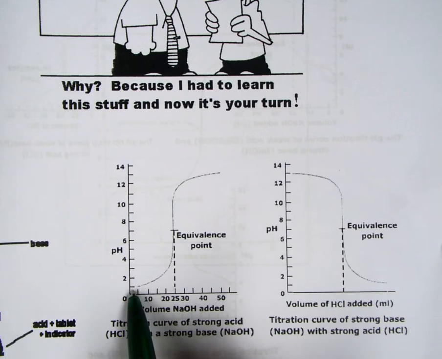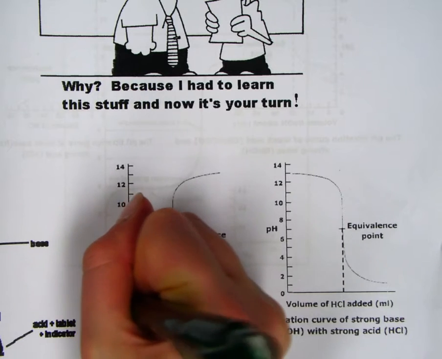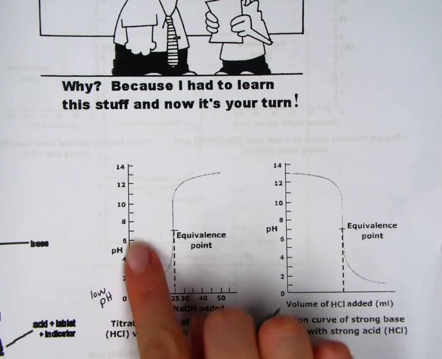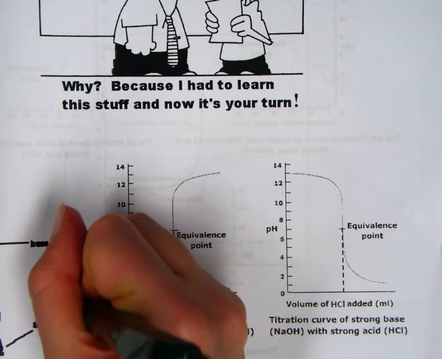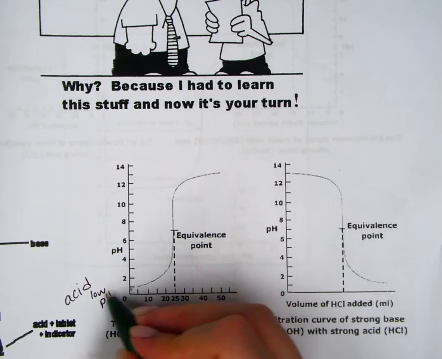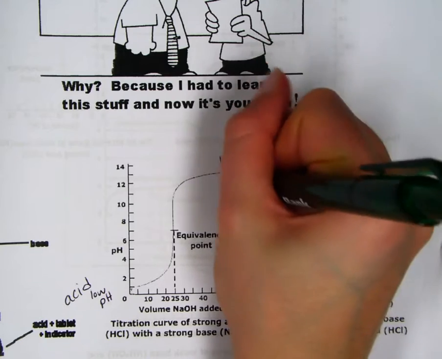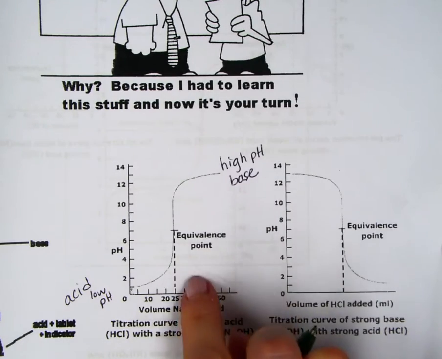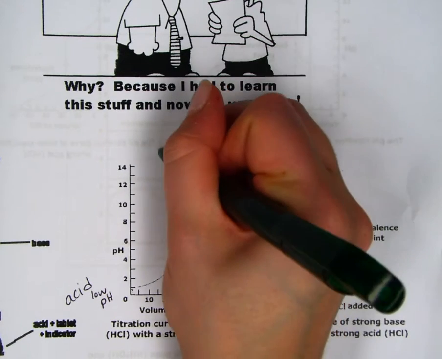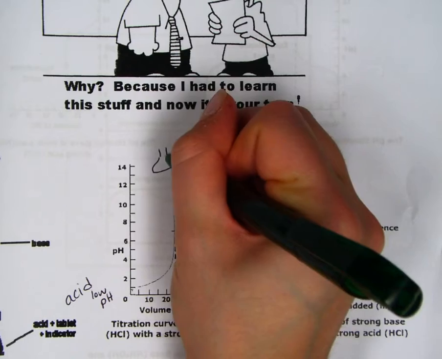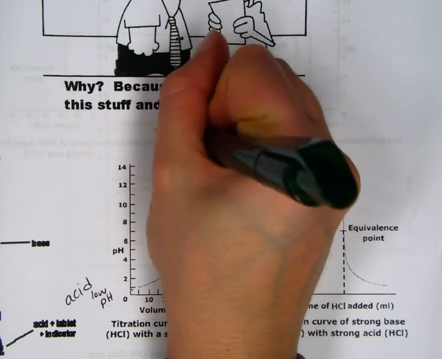So if I look at this one, it starts down here, which is telling me it has a low pH, because this left side is always going to be pH. So down here I have a low pH. So originally in my beaker I must have an acid, because as I go up I have a high pH, which means it must be a base up here. So this kind of titration curve is a very common one. It means that in my beaker or my Erlenmeyer flask I have an acid and I'm titrating it with a base.